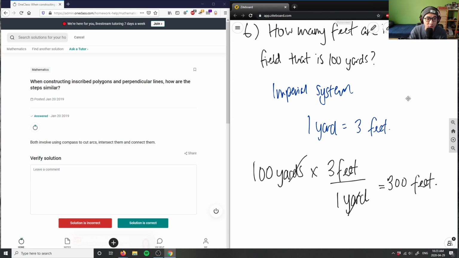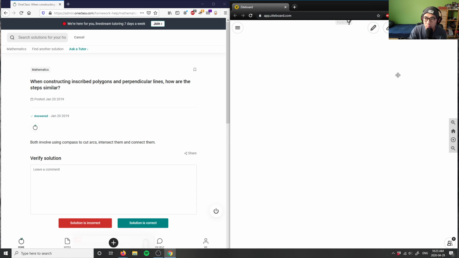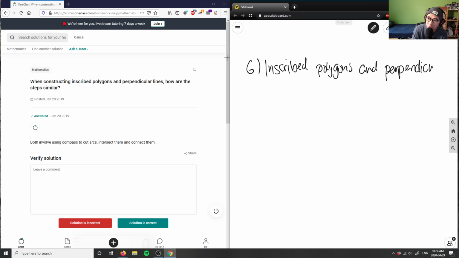All right, number 7 here says, when constructing inscribed polygons and perpendicular lines, how are the steps similar? So I have here inscribed polygons and perpendicular lines. When I'm constructing them, when I'm making these shapes and these lines, how are the steps kind of similar? The answer here is a very, very vague answer. It says both involve using compass to cut arcs, intersect them, and connect them.